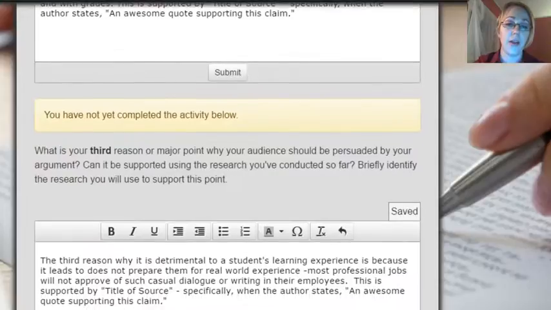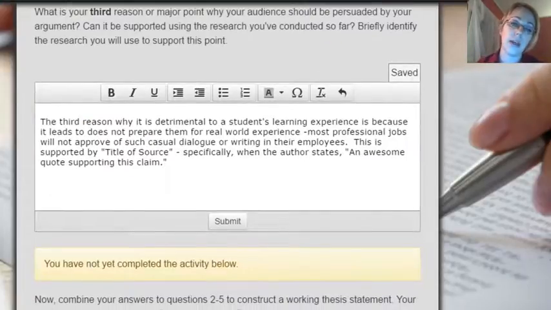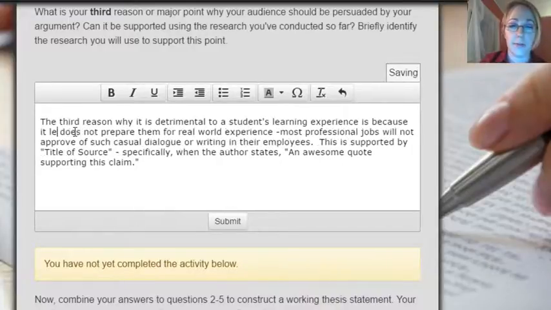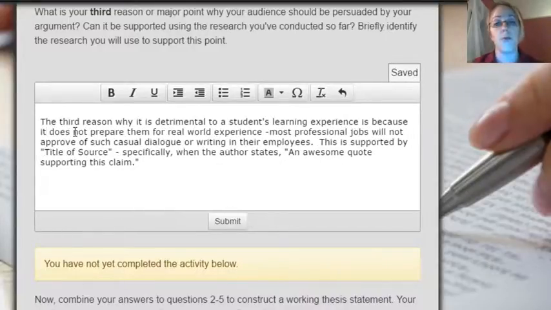And then my third major point, why my audience should be persuaded, is: the third reason why it is detrimental to a student's learning experience is because it does not, see my typo there? That's okay. This is all a work in progress. Is because it does not prepare them. That's what I'm trying to say here. It does not prepare them for the real world experience. So we'll try that again. The third reason why it's detrimental to a student's learning experience is because it does not prepare them for real world experiences. Most professional jobs will not approve such casual dialogue or writing in their employees.